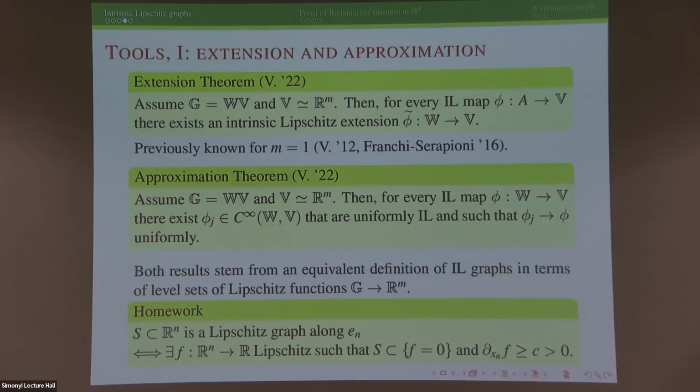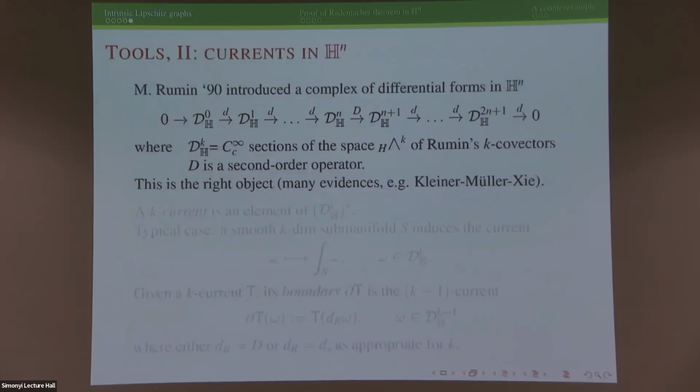And now, you can probably imagine that this second definition can have some translation in Heisenberg or in Carnot groups. You will require that there is some horizontal derivative, some derivative in the first layer of the algebra, which is bounded away from zero almost everywhere in the space. That works. Okay, the second tool I will need is the notion of currents in Heisenberg groups.